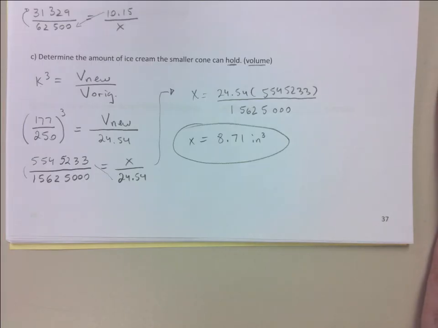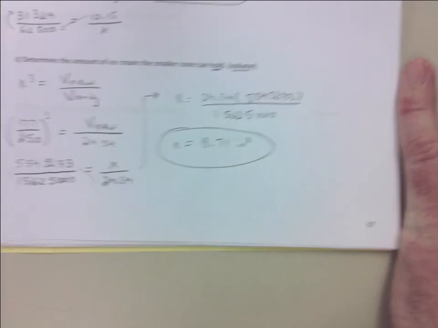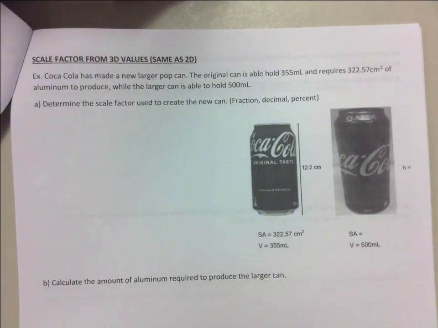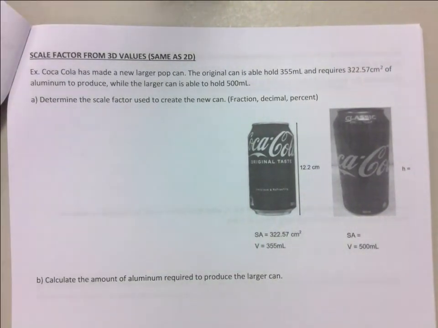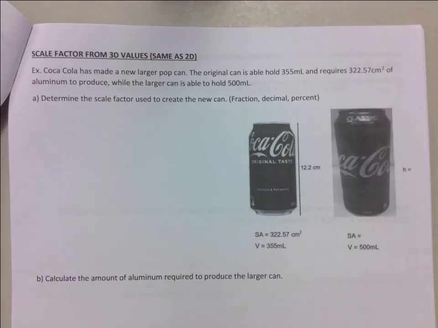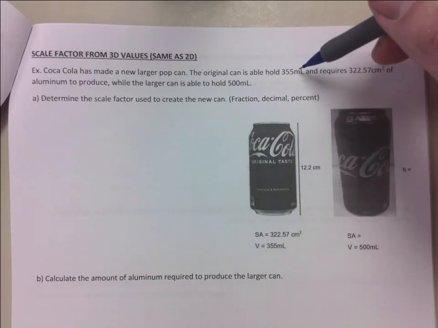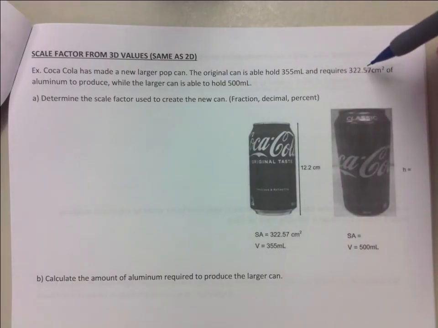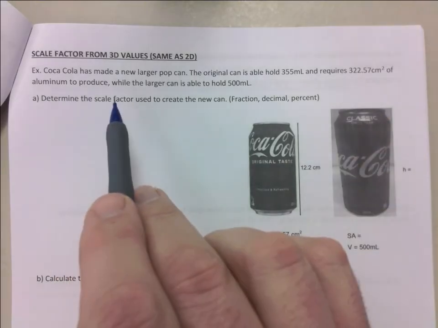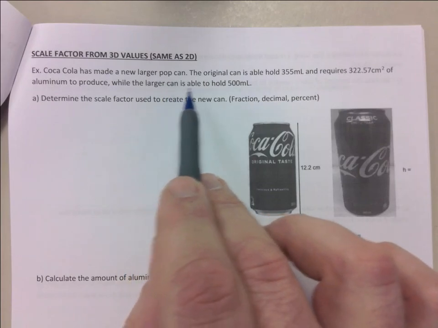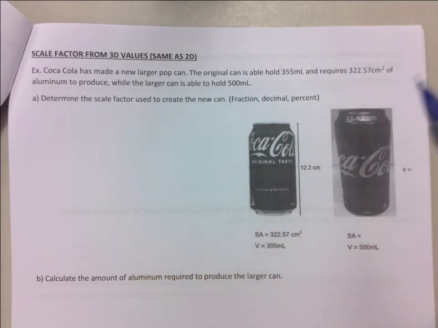38. Next, 38. Coca-Cola has made a new larger pop can. The original is able to hold 355 mLs and requires 322.57 square centimeters of aluminum to produce, while the larger one can hold 500 milliliters.